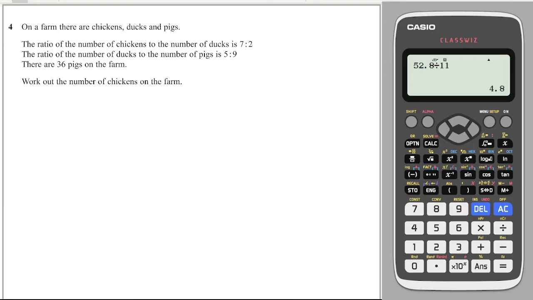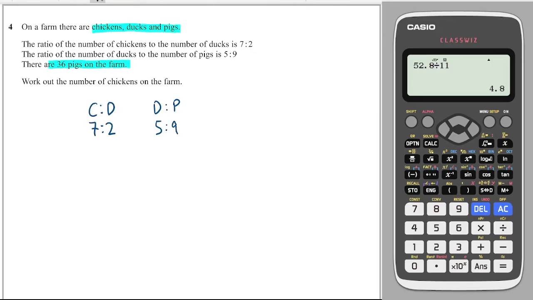Okay, on the farm there are chickens, ducks and pigs. The ratio of chickens to ducks, so I'd write here C to D is 7 to 2, and the ratio of ducks to pigs is 5 to 9. And it also says there are 36 pigs on the farm.